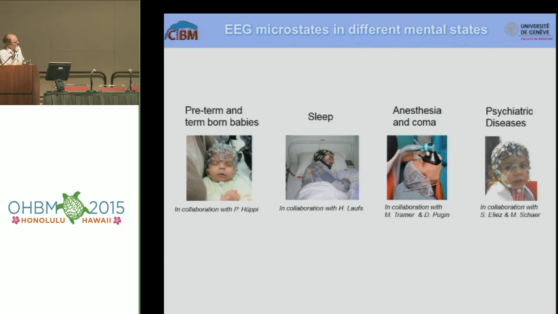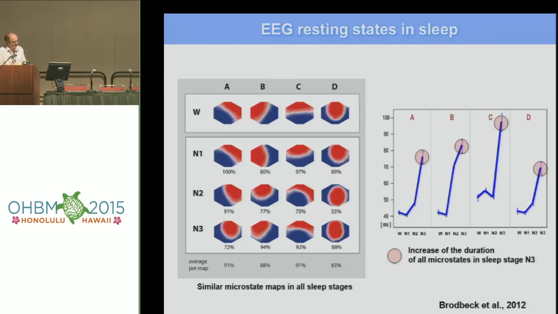I want to show some studies, though I cannot show all of them. One study is from a group in Frankfurt in Germany, Helmut Laufs and his colleagues. They looked at EEG resting states in the different sleep stages: awake, and then sleep stages 1, 2, 3. Again, they found these 4 microstates, and the topographies seem to stay the same in the different sleep stages. What changes is the temporal dynamics, the duration. All of them increase in duration drastically when you go deeper in sleep. You don't change the configuration, you stay longer in the microstates.